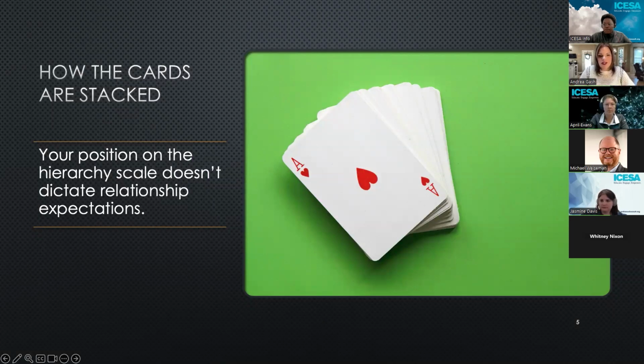So let's talk about relationship expectations, because before you can be a leader, you really need to take the time to think about the relationships that you're in with those that you're trying to lead. It doesn't matter, again, where your position is in the hierarchy. This does not dictate relationship expectations. And these expectations are about building the foundation. Now, while different positions dictate different responsibilities, they don't dictate the relationship.